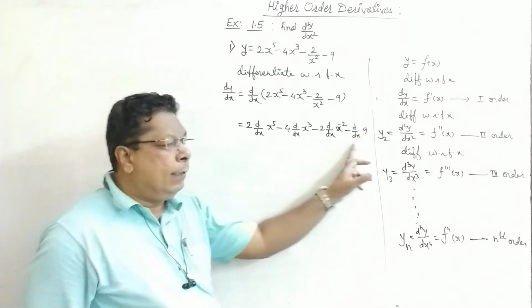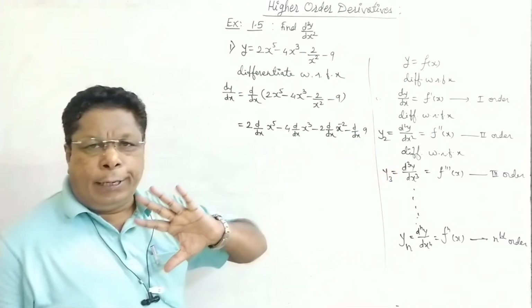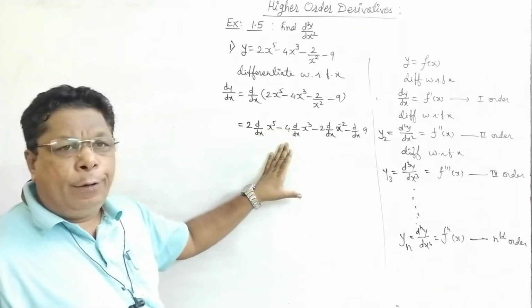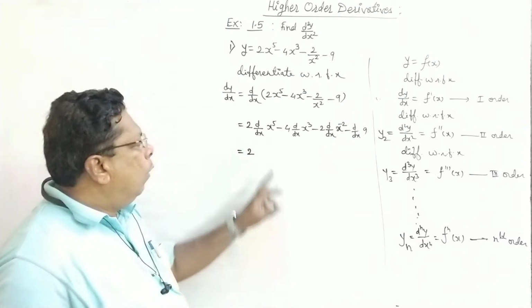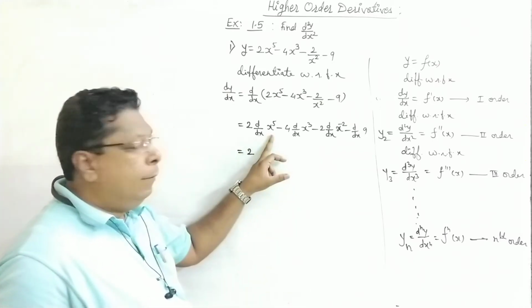Now here d by dx is there, it means the derivative is not yet taken. We have to take the derivative of each term. This can be written as 2. What is the derivative of x raised to n?